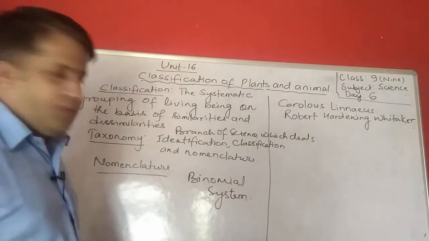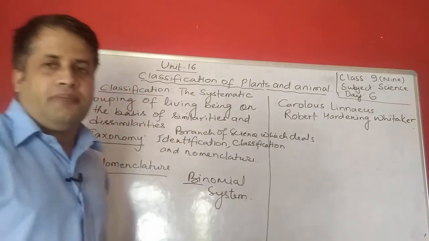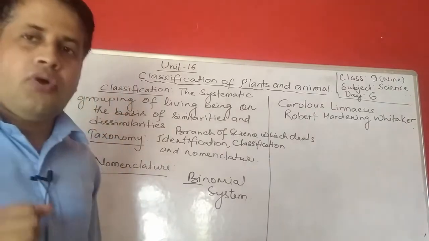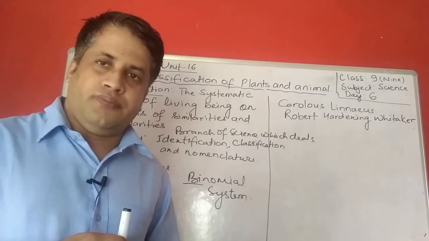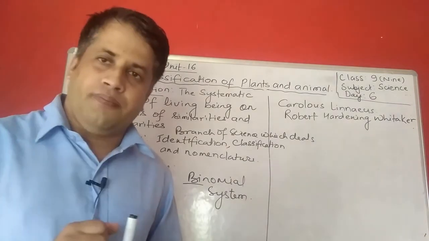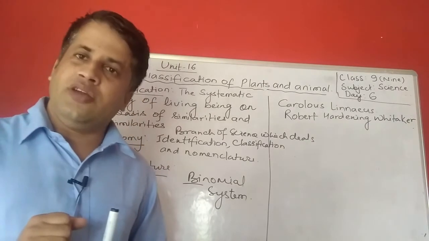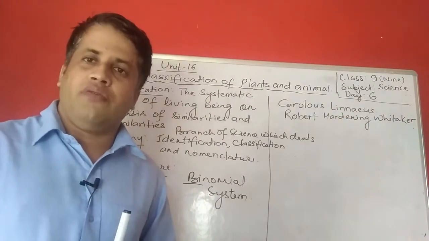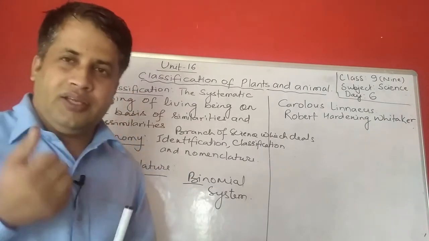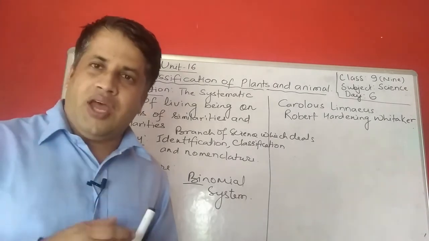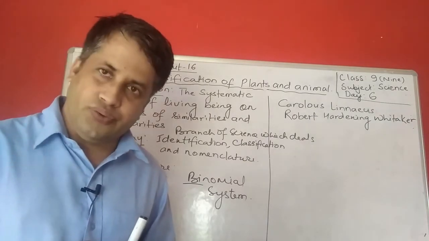Binomial system. So bi means two, nomial means name. So the system of giving a scientific name to an organism by using two names is known as the binomial system of nomenclature. I know that you have studied this in your lower classes too.